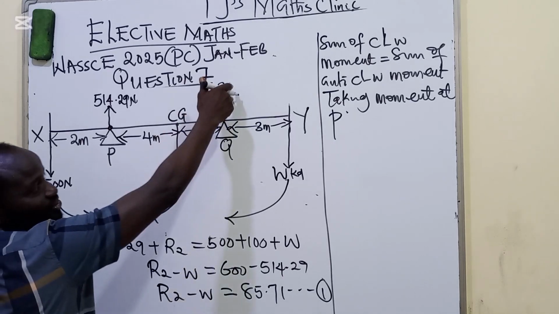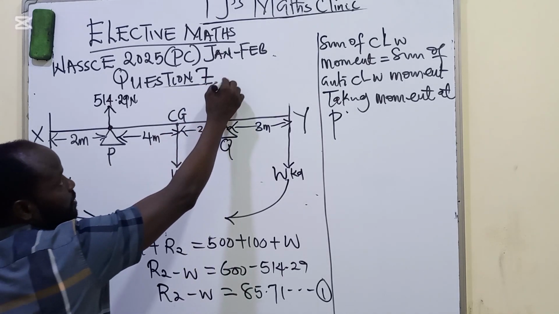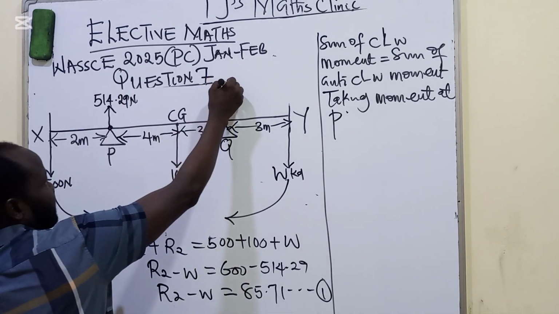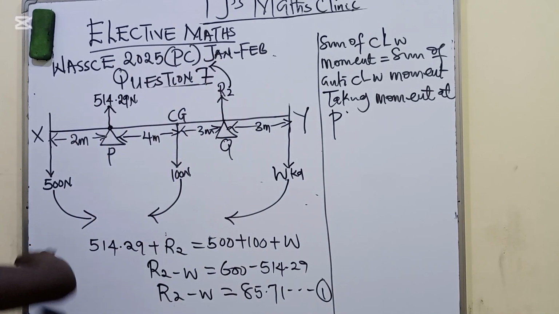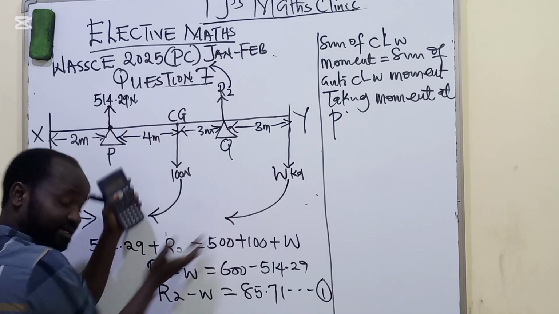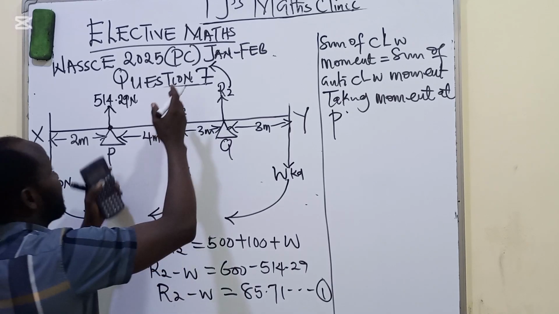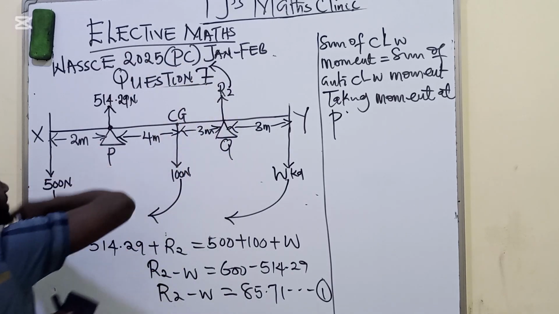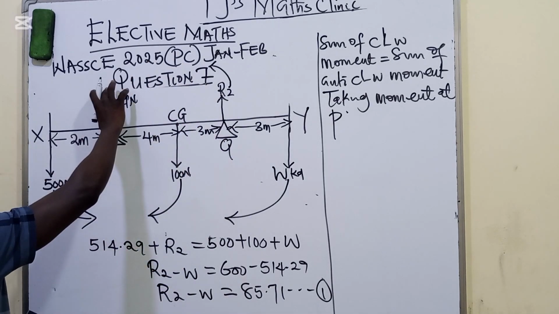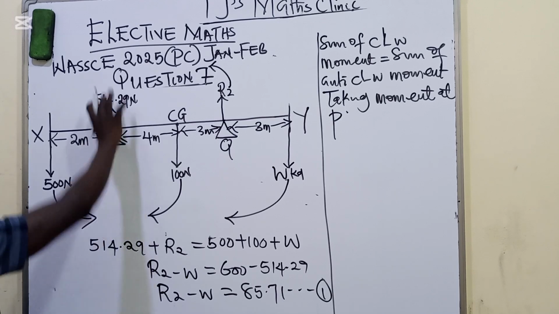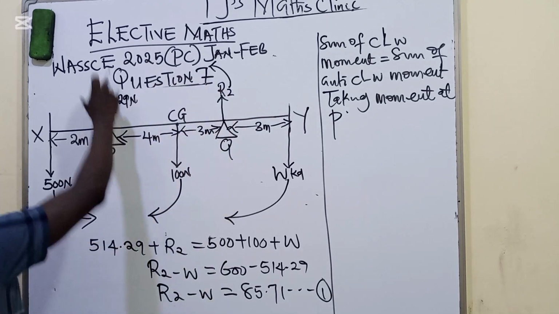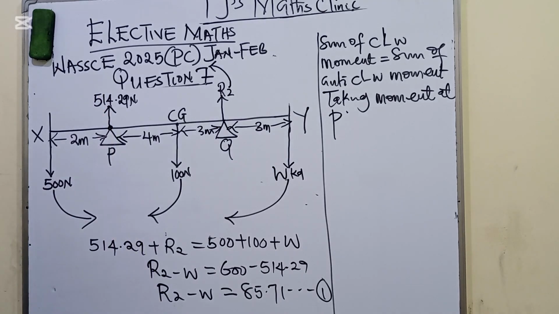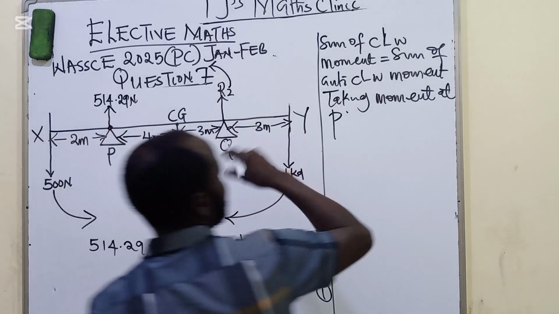What about this reaction R2? R2 again will act in anti-clockwise direction as well. Very important. So we have two forces acting in clockwise direction and two forces acting in anti-clockwise direction. Of course, this reaction at P will go because we are trying to eliminate it. To find R2, we have to eliminate the reaction at P. Very important. So let's look at it.